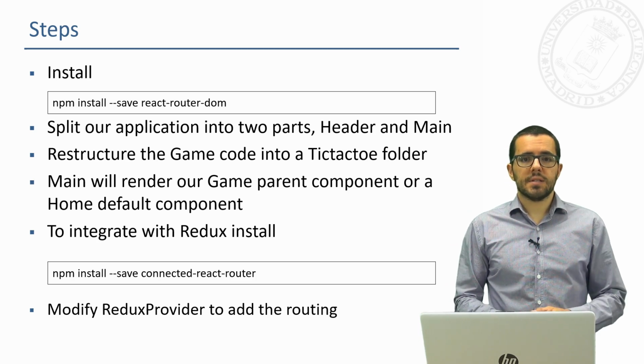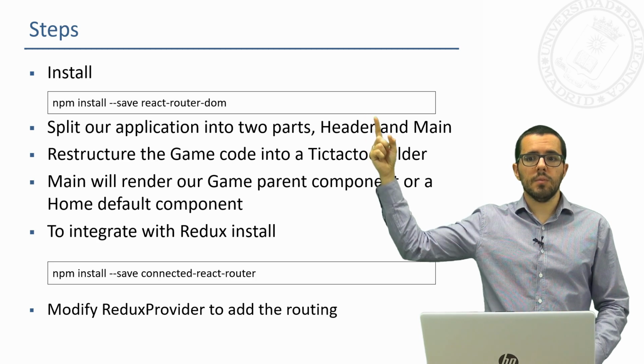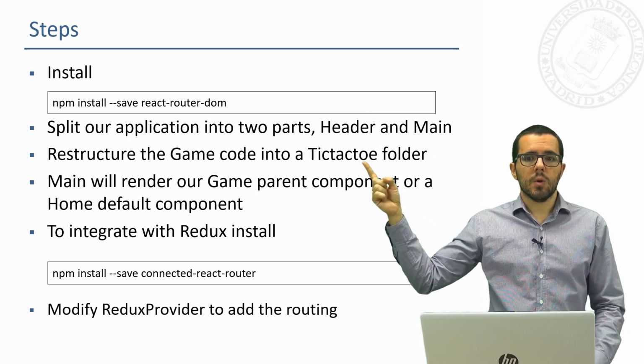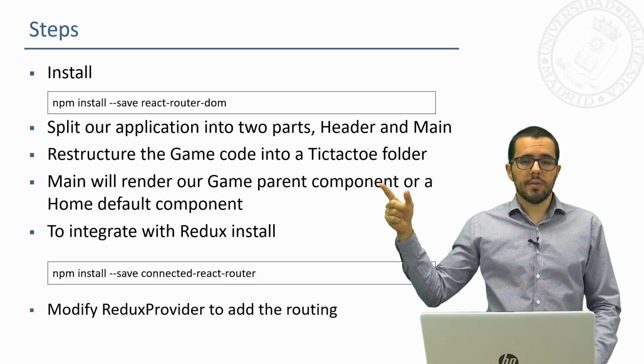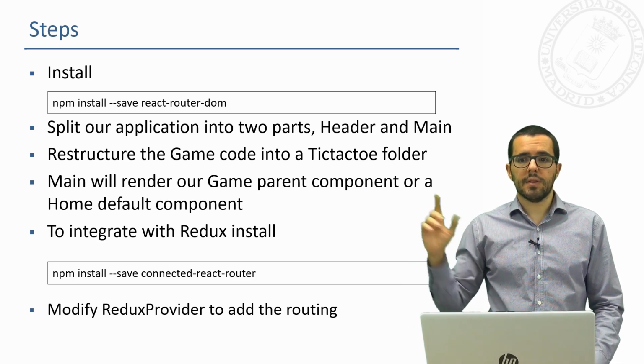Well, what are the steps that we are going to do? We will install, as I told you, React Router DOM. We will split our application into header and main. We will restructure the code, as I told you. Then we will render what is in each step, and in each moment we will render different things.